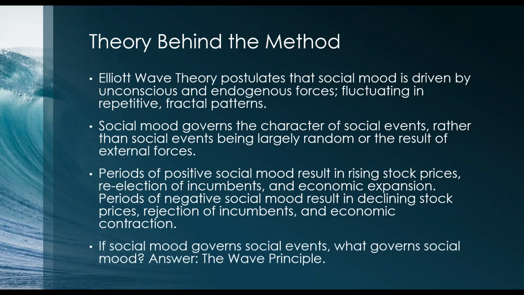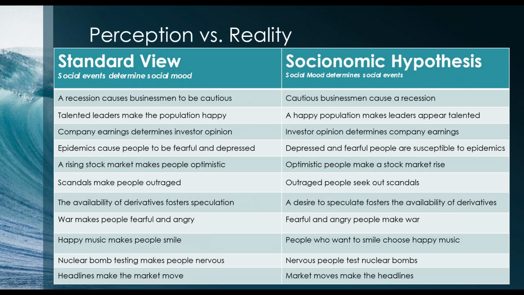If social mood governs social events, what governs social mood? The answer is the wave principle. And the wave principle is basically an indicator which we can use to measure social mood.